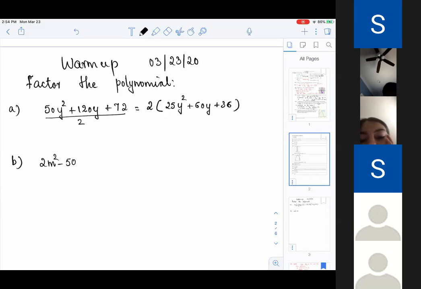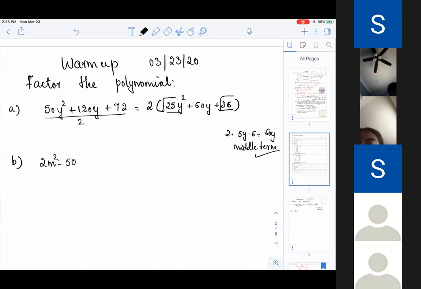Inside the parentheses, is that a perfect square trinomial? How do you check? You check the first term: is that a perfect square? Yes. You check the last term: is that a perfect square? Yes. Then you take the square root of each, which is 5y and 6, multiply by 2, and see if this is the middle term. Is that the middle term? Yes. So this is a perfect square trinomial.